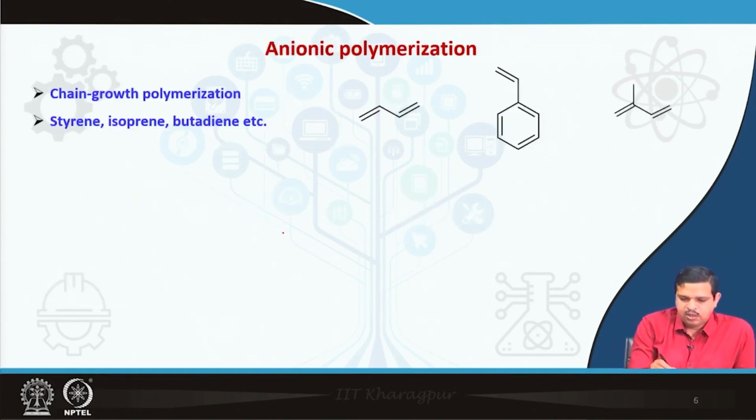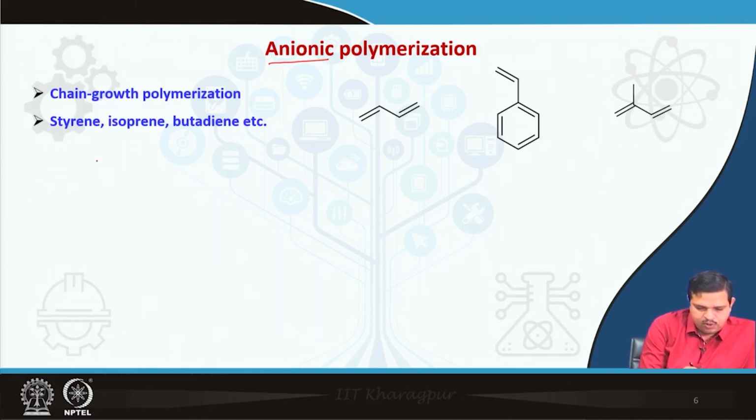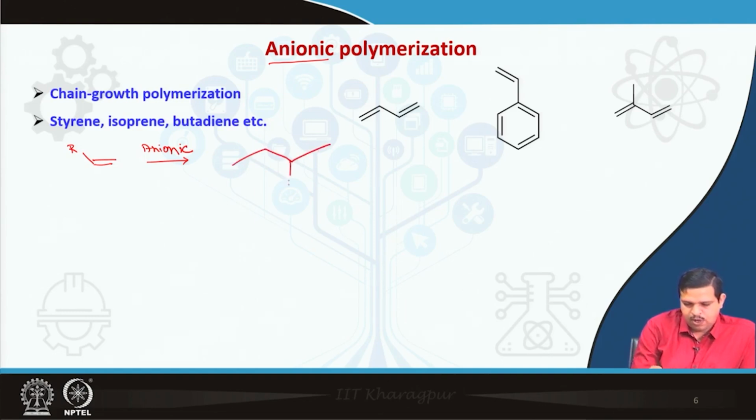Here, the name suggests the anionic polymerization. In radical polymerization the active end was the radical. In anionic polymerization the active end will obviously be an anion. So, let us see this with one example. If you take this monomer and do the anionic polymerization, you will get a polymer like this.